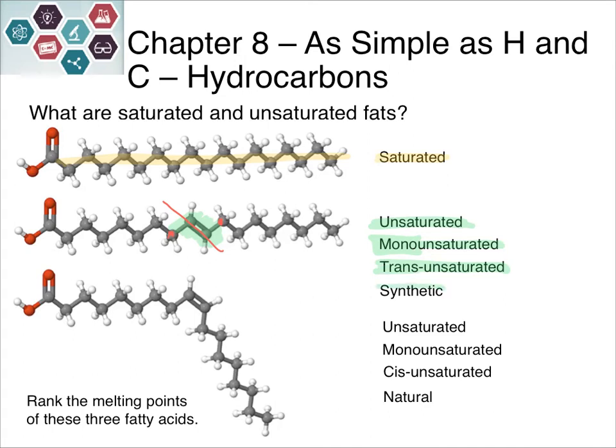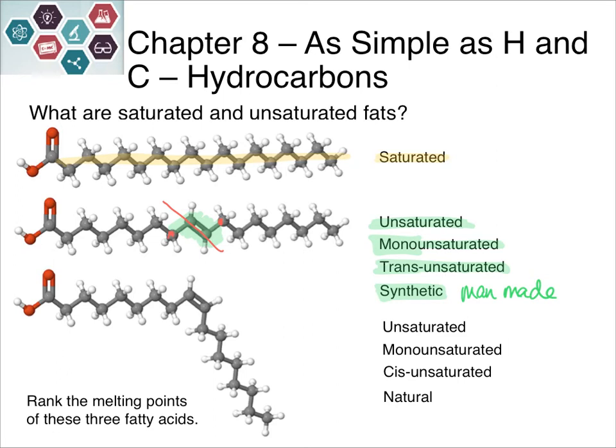We also label this as synthetic. So if we remember back a number of chapters ago now, synthetic means man-made. And our trans fats are all man-made. They come from either saturated fats or cis unsaturated fats.